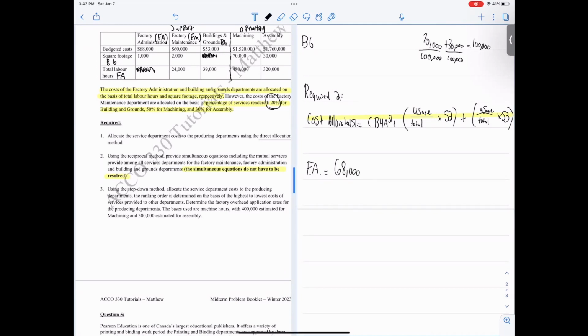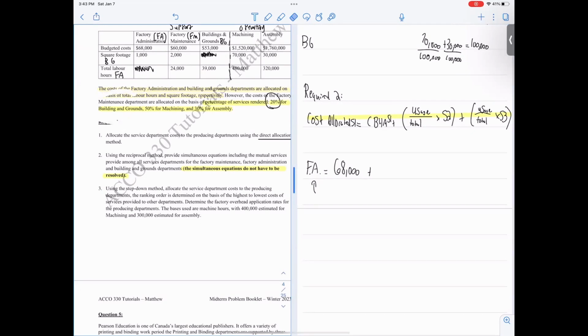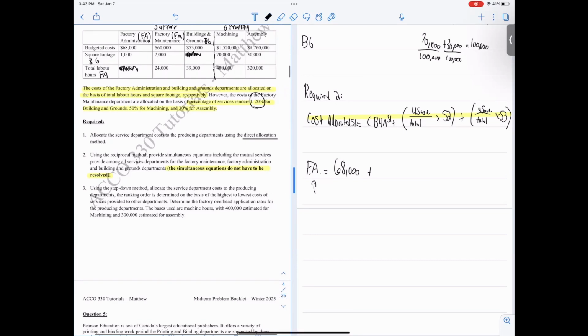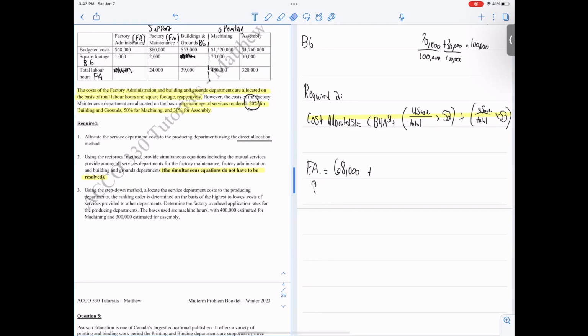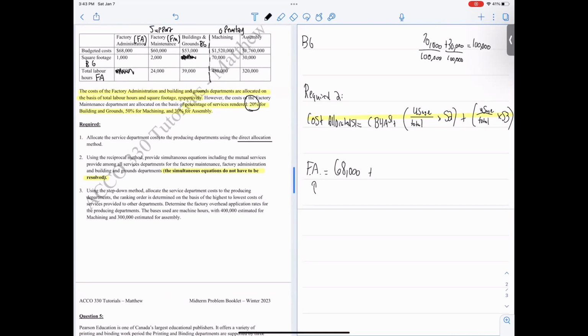Now, guys, we have to see how much factory admin uses of factory maintenance. Factory maintenance provides a percentage of services: 20% for building and grounds, 50% for machining, 30% for assembly. So factory maintenance provides no help to factory admin. What are we going to do here? We're going to do plus 0 over 100% times factory maintenance, because we use nothing over the 100%.